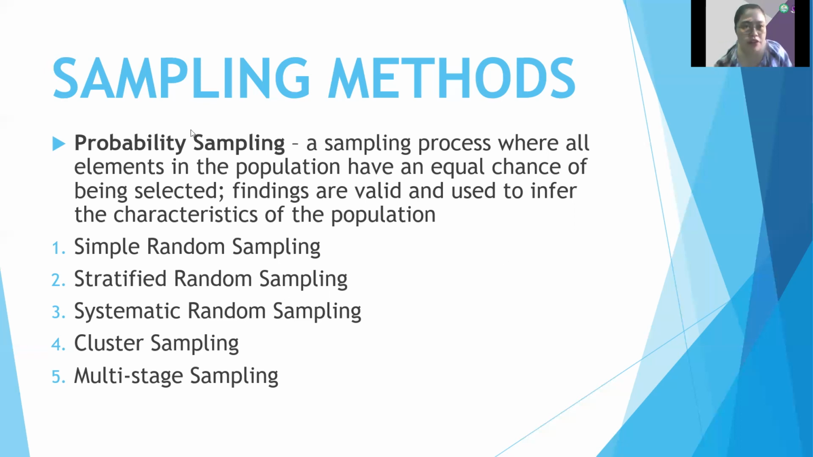Now, let's talk for the first one. The first sampling method here is called probability sampling. Now, mahaba masyado ang kanyang definition. You just have to take note that when you say probability sampling, we are giving equal chance to all members of the population to be selected in the study.